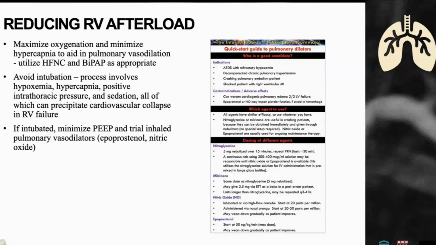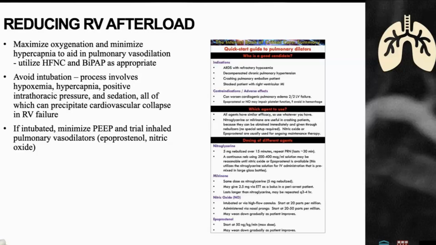Because your knee-jerk reaction may be, especially in these patients who have hypoxemia from their pulmonary embolism, all right, I got to immediately intubate this patient. But the problem with that is that the process of intubation inherently involves hypoxemia because they go for a period when they don't get oxygen. They get hypercapnic as a result of that. They get positive intrathoracic pressure and they get sedation. All of that decreases your RV preload, right? And if you decrease your RV preload in someone who already has RV failure, you're very quickly going to precipitate a cycle that puts them into cardiac arrest.